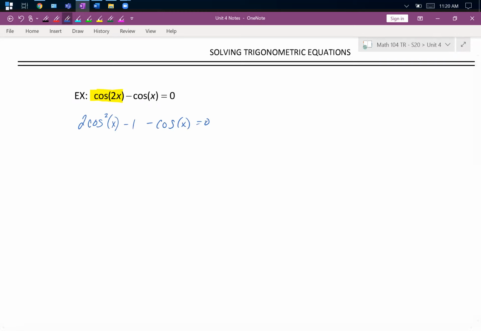So there we go. Now we have something that is cosine x and cosine x. Also notice that one of the cosines is quadratic while the other one is linear. So that means this is quadratic in form. I'm going to want to set it equal to 0, put it in descending order, and try to factor it. This becomes 2 cosine squared x minus cosine of x minus 1 equals 0.